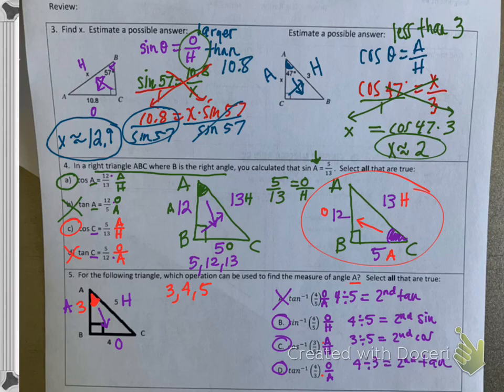So I'm going to type in part B here, 4 divided by 5 equals second sine, and I get 53.1 degrees. And then you could check the other two. 3 divided by 5 equals second cosine. I get the same answer, 53.1 degrees. And then answer choice D, 4 divided by 3 equals second tangent, and I get the exact same reference angle, which is 53.1 degrees.